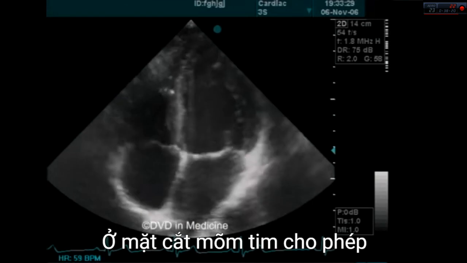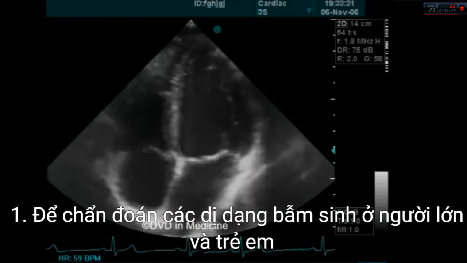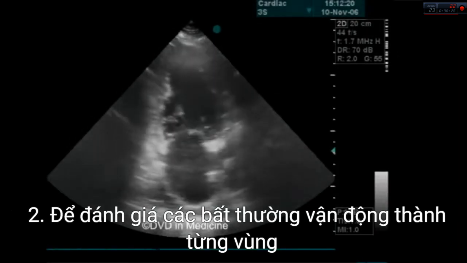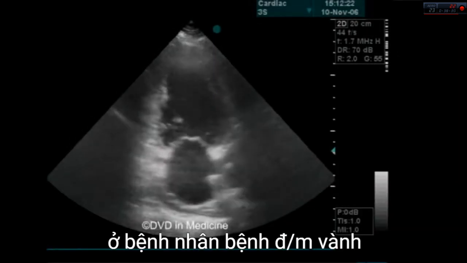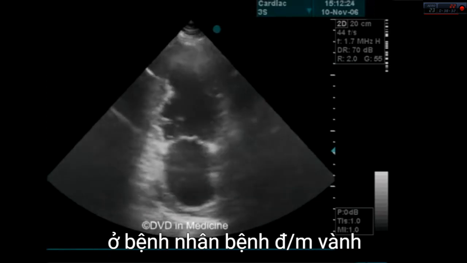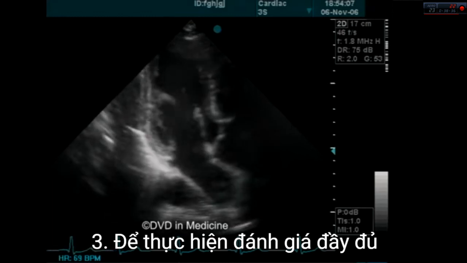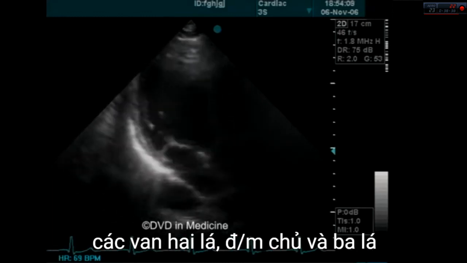An apical view allows: 1. To diagnose the congenital heart malformations in adults and children. 2. To assess the regional wall motion abnormalities in patients with coronary artery disease. 3. To perform a complete evaluation of mitral, aortic, and tricuspid valves.